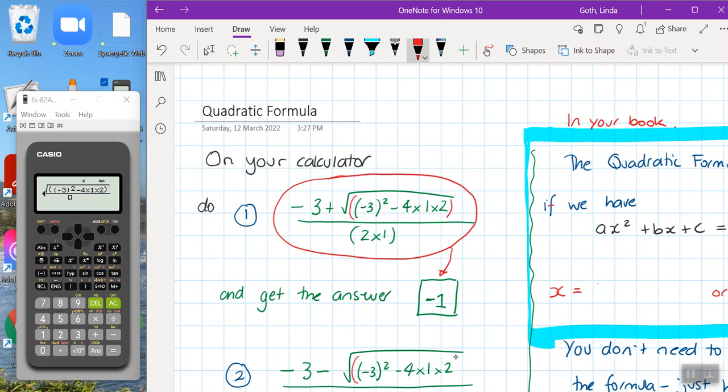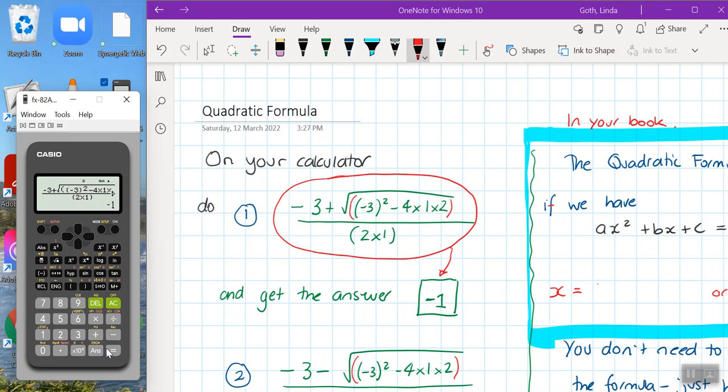So I might put that in the question there. Could do the same down here. And then I'm going to put that all over, use the down button on the calculator pad, open bracket, 2 times 1, close bracket, and I'm going to press equals, and there's my answer, -1. So make sure you can do that calculation.